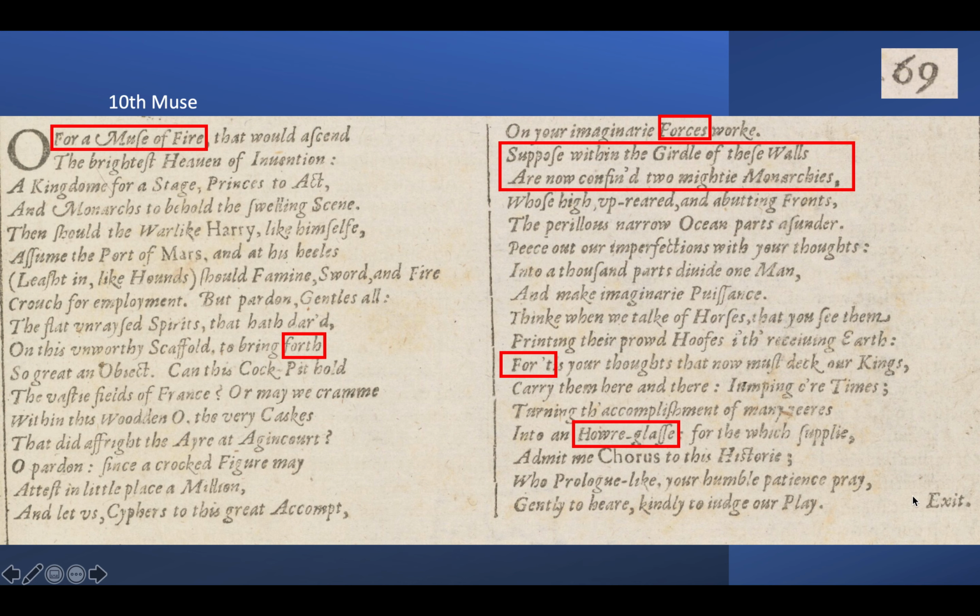So this is just brilliant. Now, one thing I really want to draw your attention to, because I think this is lovely, is this bit here. Now, you're only going to find this in the first folio. You won't find this in the quarto versions, and you won't find this in the second folio either. It's only going to be in the first folio. There's a reason for that, which I'll explain shortly.